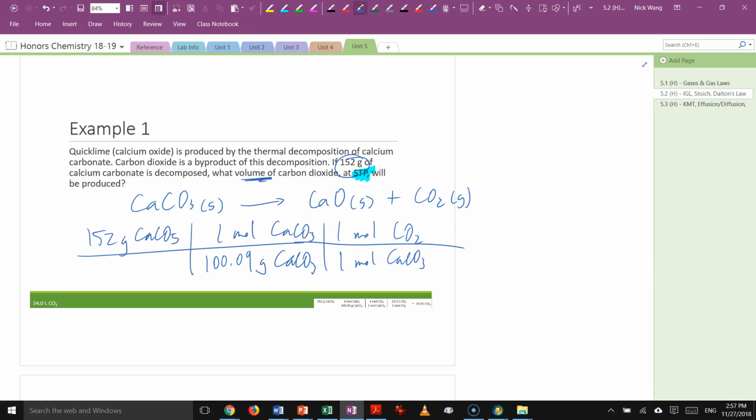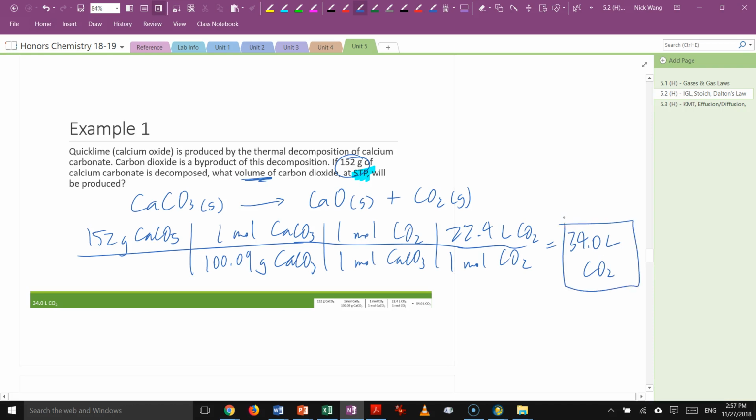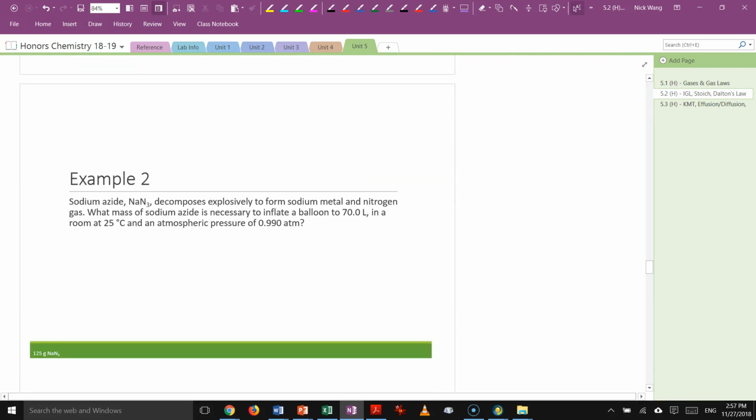So one relationship that we can use is that for every 1 mole of a gas at that set of conditions, it will be equivalent to 22.4 liters of that gas. So there you go. You pretty much have a conversion factor for every step here, and then you can do some math and calculate that you end up getting 34.0 liters of CO2 released when you decompose that mass of calcium carbonate. So again, gas stoichiometry really isn't so much different than the other kind of stoichiometry you've seen in the past.